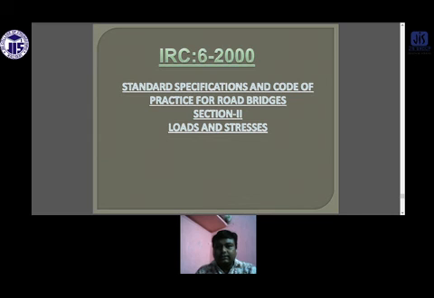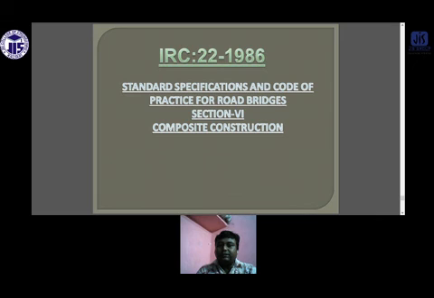In IRC 6, they discuss the loads and the stresses. We have discussed IRC Class AA, Class A and Class B loading. What these A and B are will be discussed in a separate lecture. But the code used for this loading is IRC 6, and all the loads and stress components are designed based on IRC 6, 2000. IRC 22 deals with composite construction, meaning the combination of two types of bridges, and what standard values and design considerations should be used are covered in IRC 22.